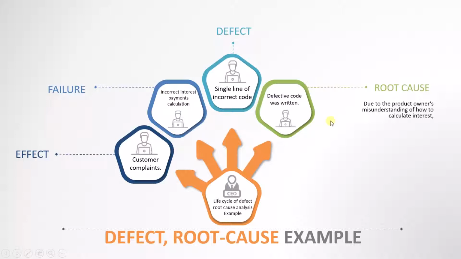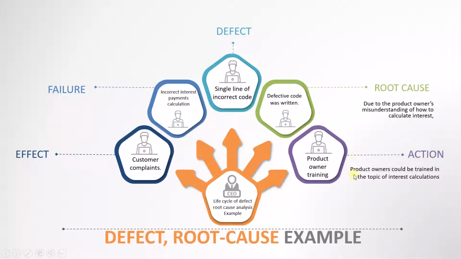What we do next is called action. We figure out what to do so this never happens again. We train the product owner in interest calculation. This way, they will never repeat this mistake again.